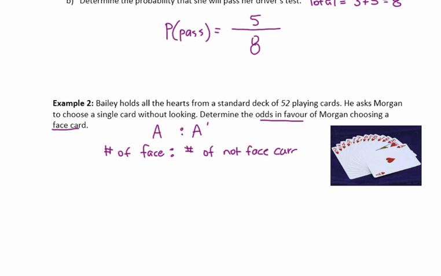Okay, how many face cards are there in the 13 cards that she holds in her hand? She's holding all 13 hearts. How many of them are face? 3. Jack, Queen, King. Yeah, there's 3. How many are not face? So then there would be 10, because 3 of them are. 3 to 10. Now, can we reduce that? No. If we can, we must reduce.